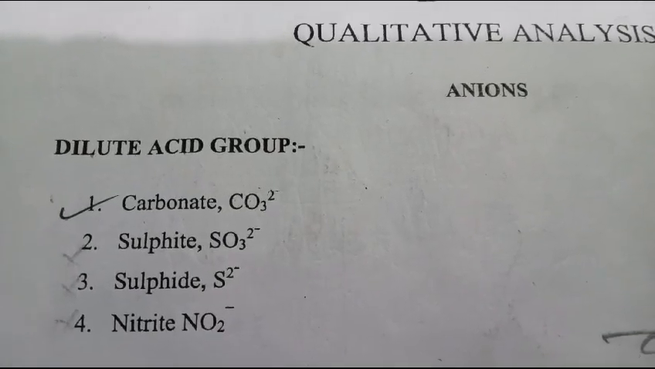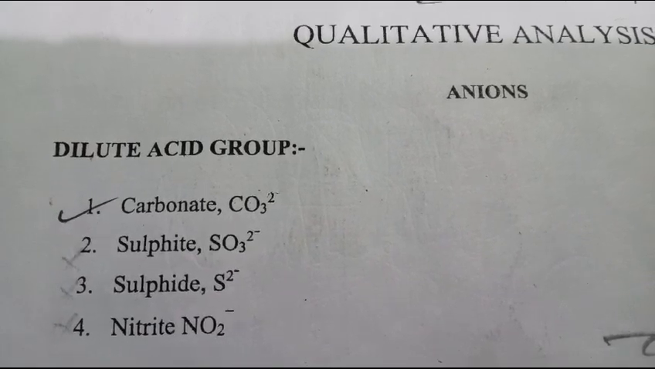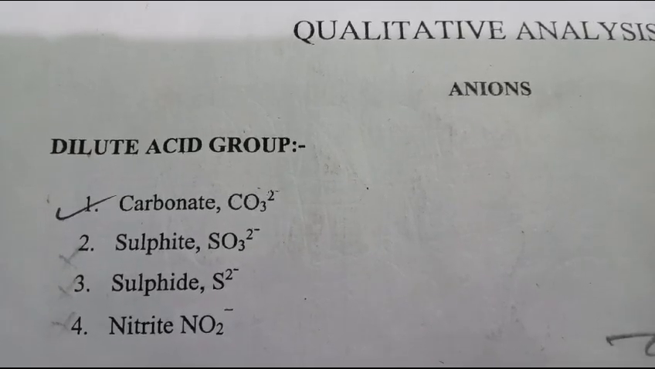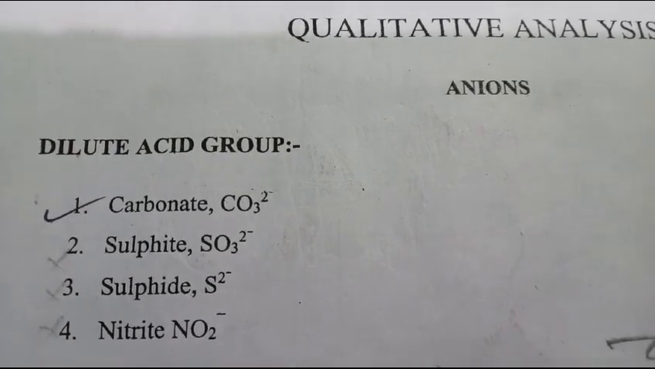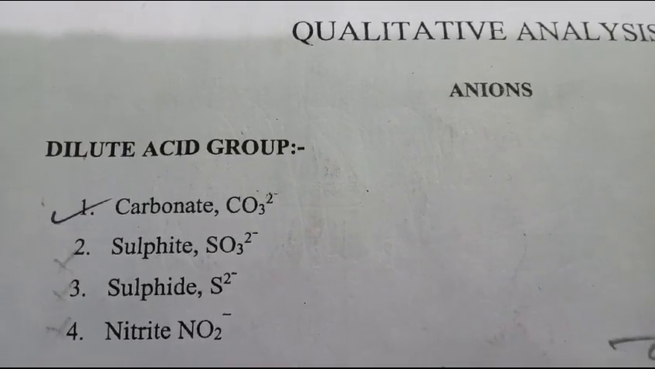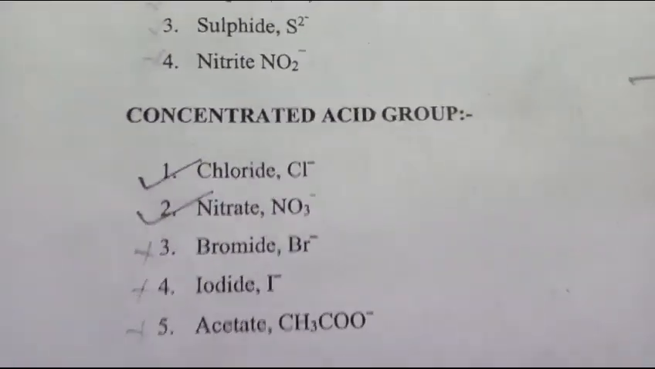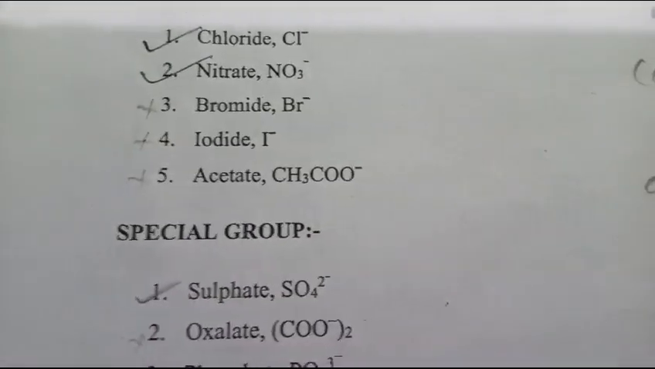I will not explain you all the steps what you have to do. That means you don't know which anion and which cation is present in the given salt. You have to find it in the exam. You do it stepwise. First do carbonate, then chloride, nitrate, then sulfate, any one you will get.